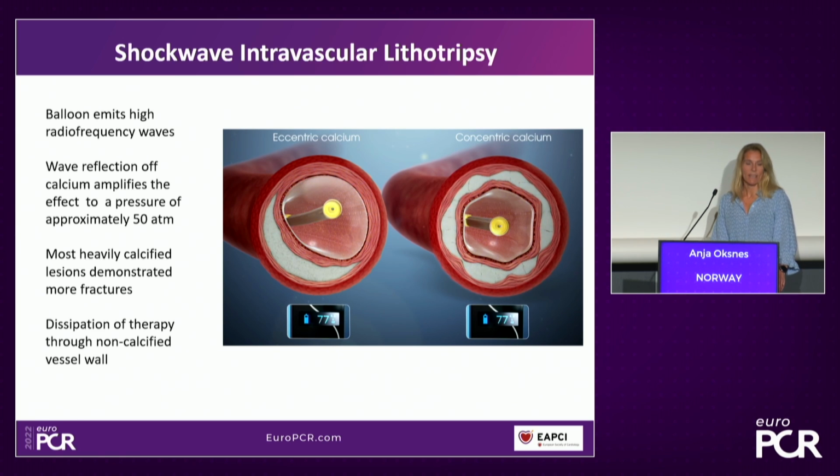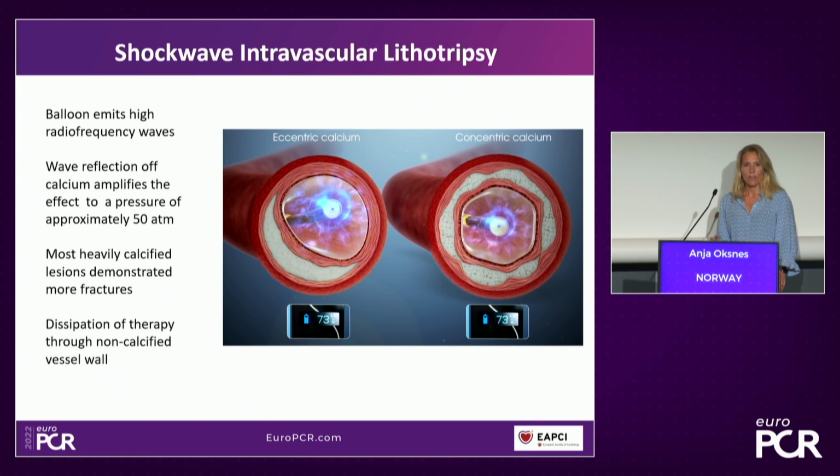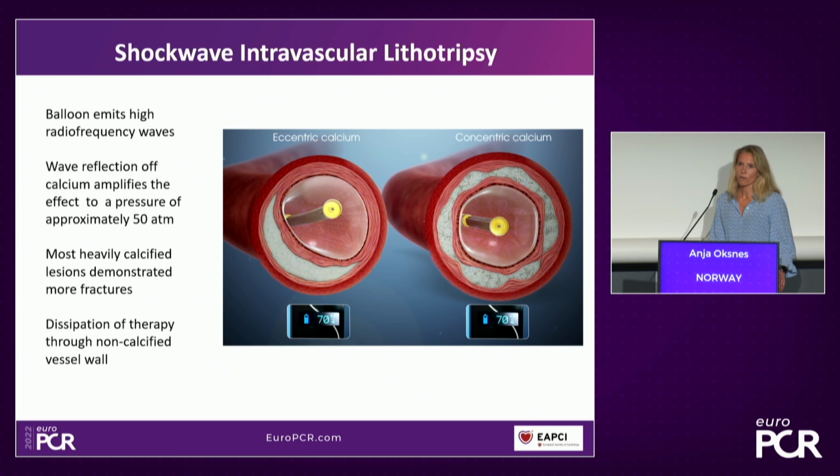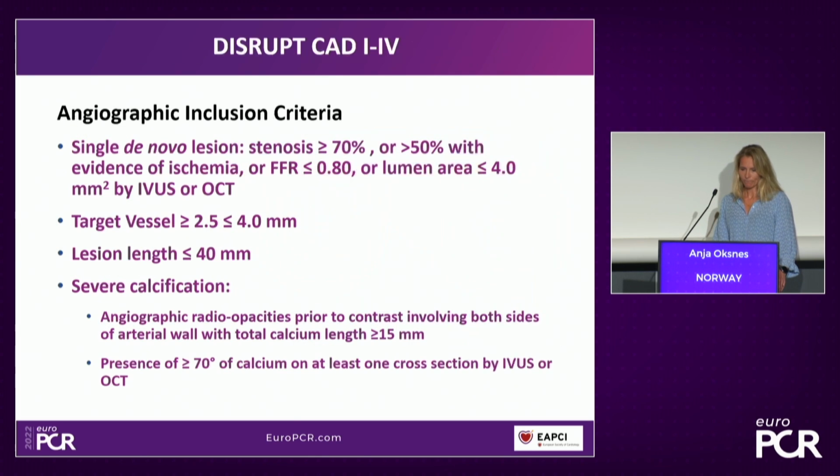The most heavily calcified lesions demonstrated the most fractures, due to the dissipation of the energy through a non-calcific wall. In the DISRUPT studies, the angiographic inclusion criteria was single de novo lesions with a stenosis of more than 70%, or a stenosis of more than 50% if you had proof of ischemia or an FFR of less than 80.